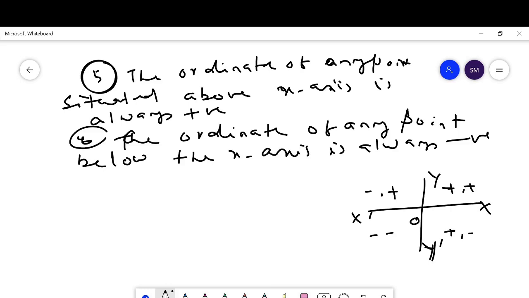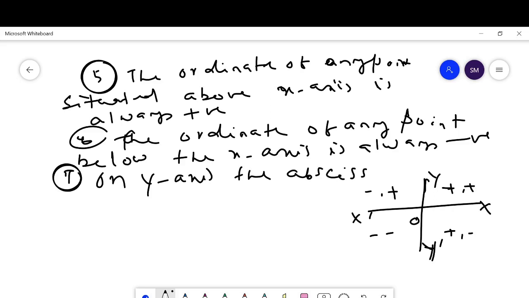Then, the abscissa of every point on the y-axis is 0. On the y-axis the x coordinate is always 0. The seventh point says, on the y-axis the abscissa is always 0, meaning the x coordinate is 0.